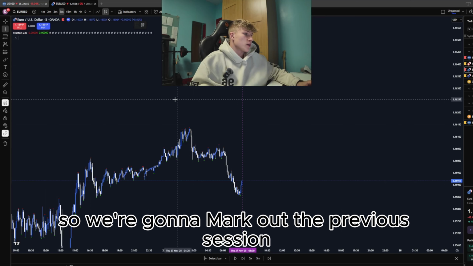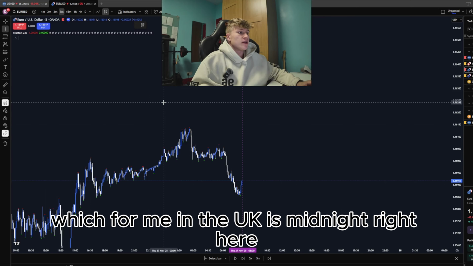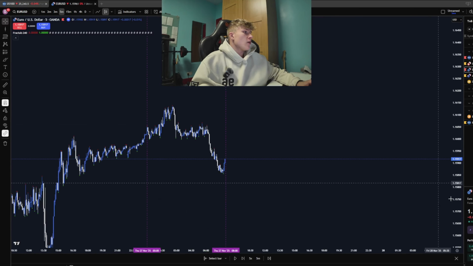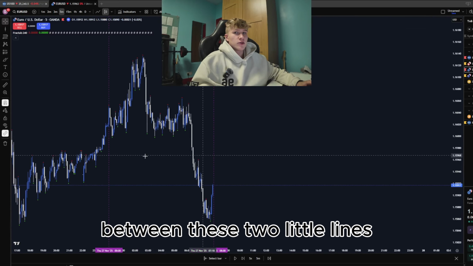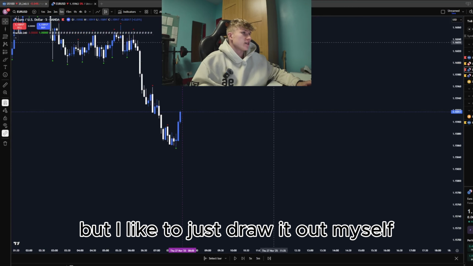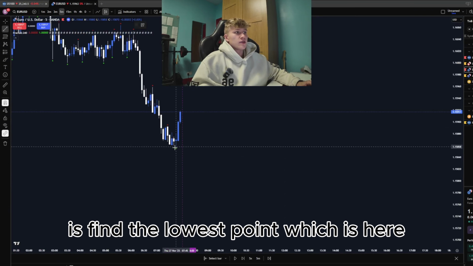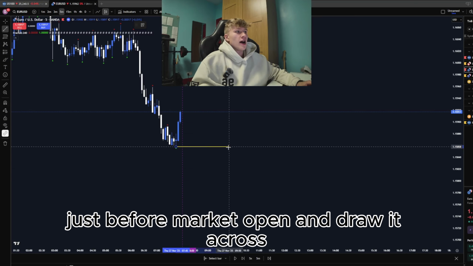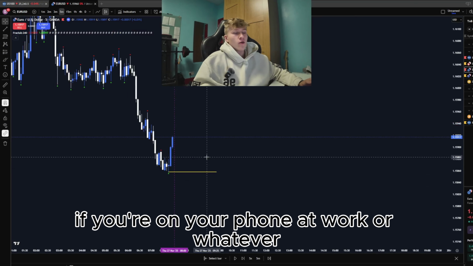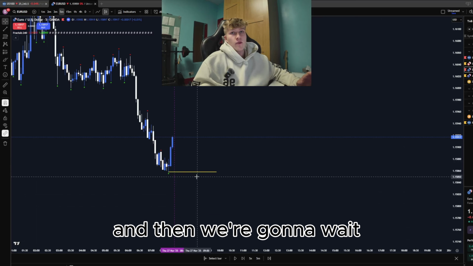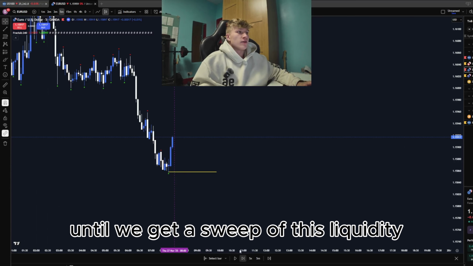So we're going to mark out the previous session, which for me in the UK starts at midnight right here. We're going to find the lowest point in this session between these two little lines. You can use an indicator, but I like to just draw it out myself. Find the lowest point, which is here just before market open, and draw it across. If you're on your phone at work or whatever, just set an alert on this line, and then we're going to wait until we get a sweep of this liquidity.